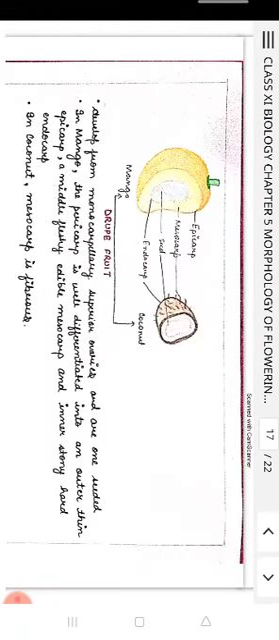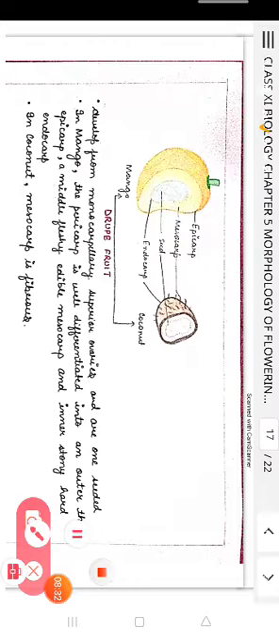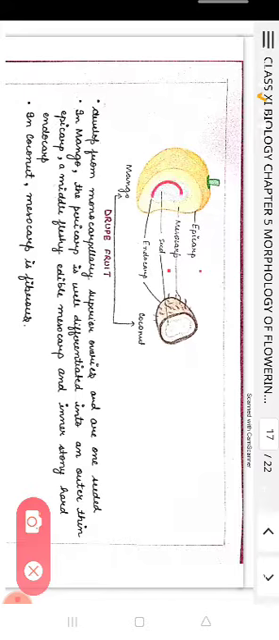You can see here the diagram of a fruit. In a mango fruit, the rind is the epicarp. The mesocarp we eat, then the seed, and the endocarp. The endocarp is attached to this part of the seed. We eat the mesocarp in mangoes. In coconut, here is the endocarp and the inner part is known as the seed.